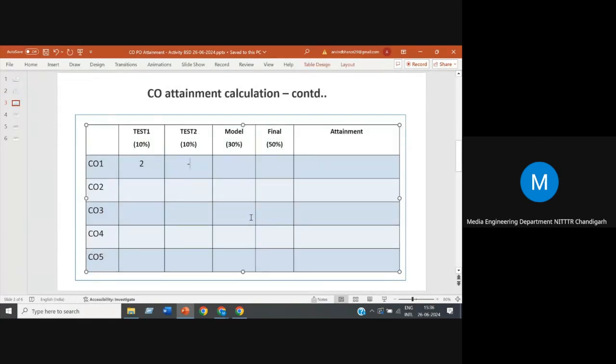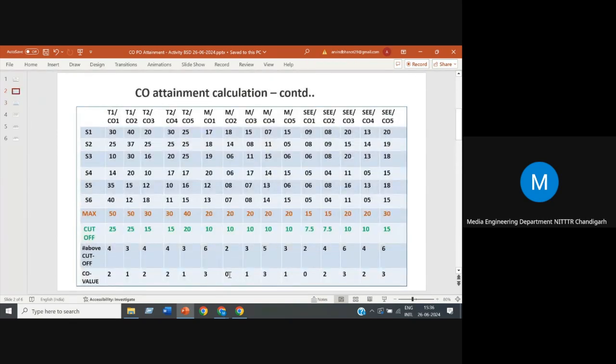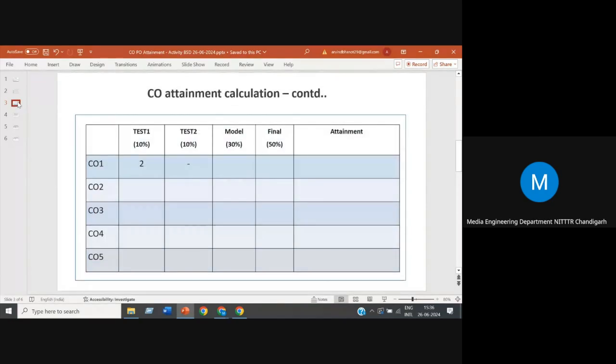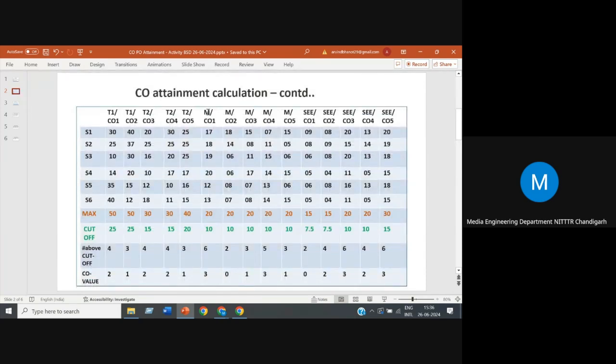Okay, so 0 means here you can see 0 we have found using these calculations. Like here you can see this 0 is there for the CO2 from this M. So when it is not mapped, we'll write the dash. Now, CO1 attainment from model? Model means M in this particular table. M is denoting model. So here it is 3.